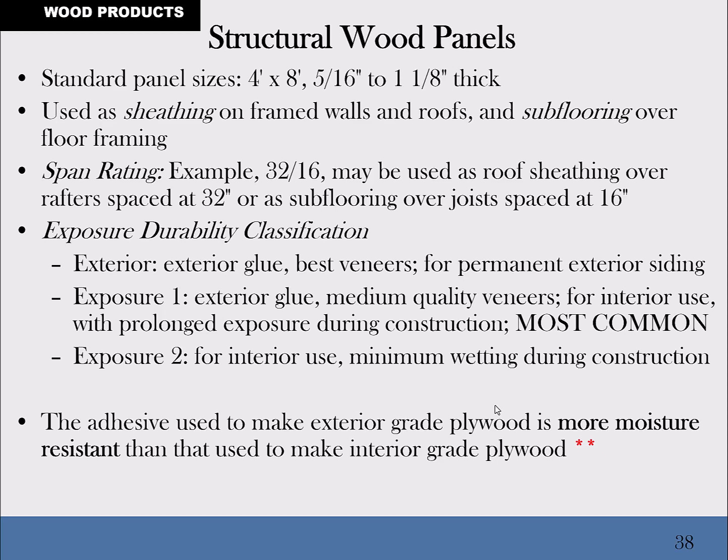And so exposure 1 is better than exposure 2 as far as moisture. So exposure 1 can be used for exterior use, with exterior glue and medium quality veneers, for interior use with prolonged exposure during construction. So that's maybe the most common example. And then exposure 2 is for interior use only, so you need to make sure that you've got that material indoors, because it's never supposed to be out. So what you find is that if you go to the store and buy some oak plywood or some birch plywood, it's not used for framing houses or for roof decks and sheathing on the outside of the walls of a building.